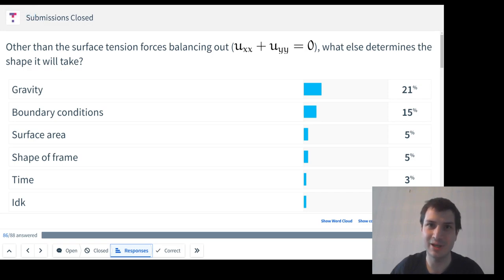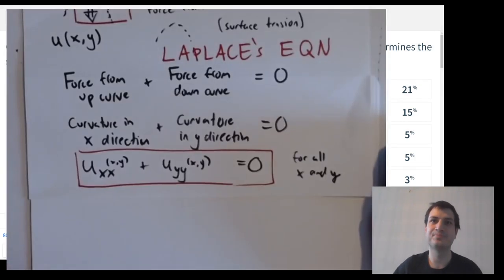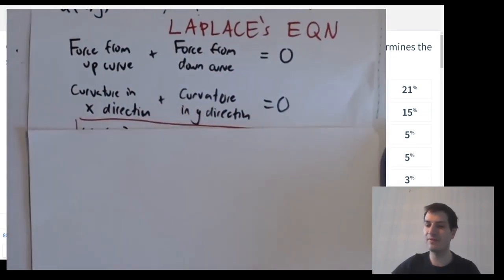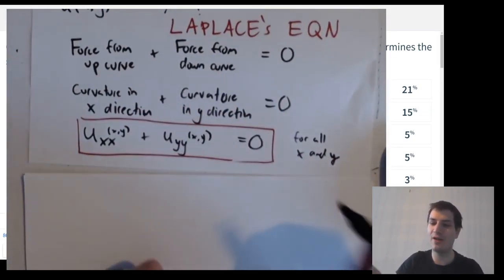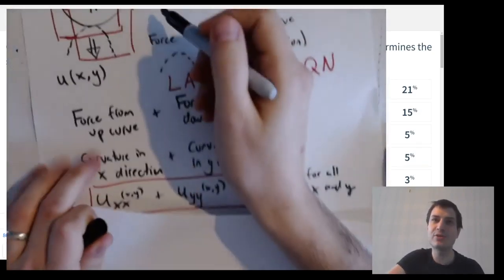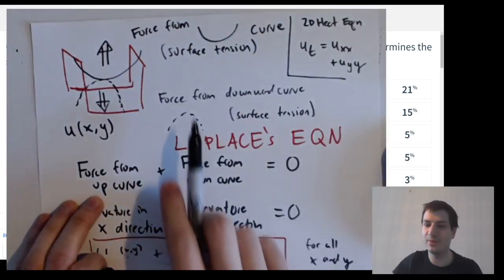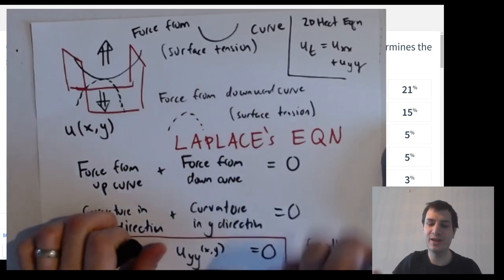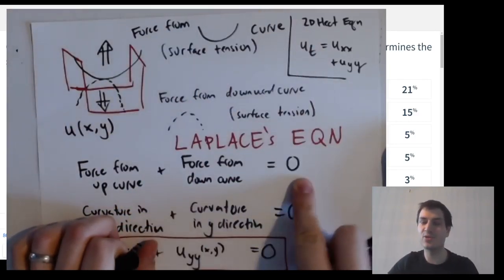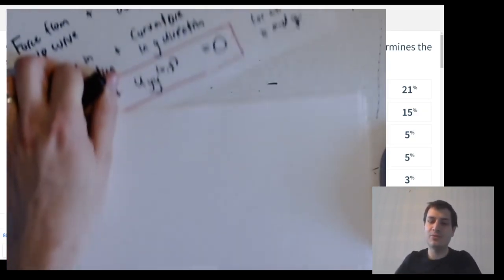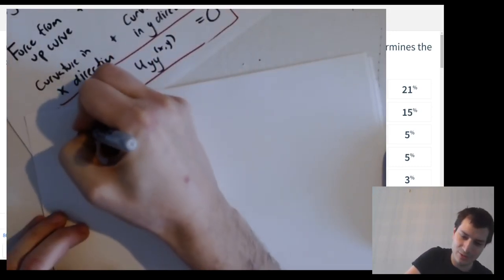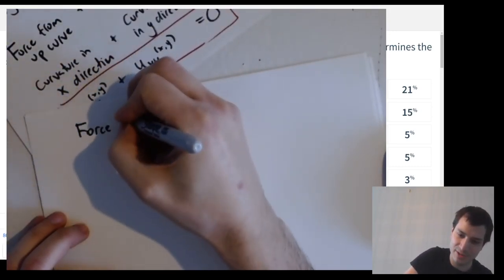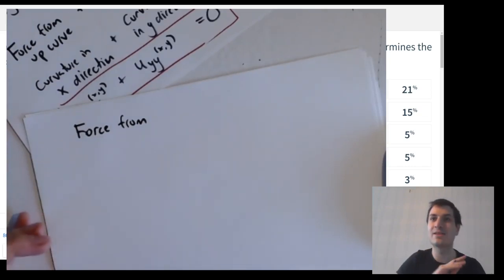Let's go to the paper. So if there was gravity, this equation is for no gravity. In real life, these forces don't balance, right? You've got the force from the up curve, you've got the force from the down curve. If there was gravity, the sum of these two forces wouldn't be zero. It would be equal to gravity. So this is a little aside, what happens with gravity? I want to show you why gravity is not important.